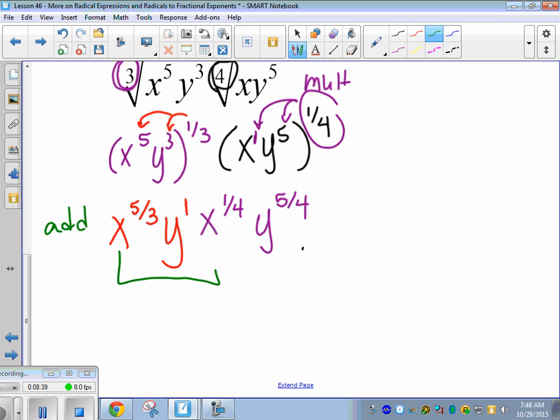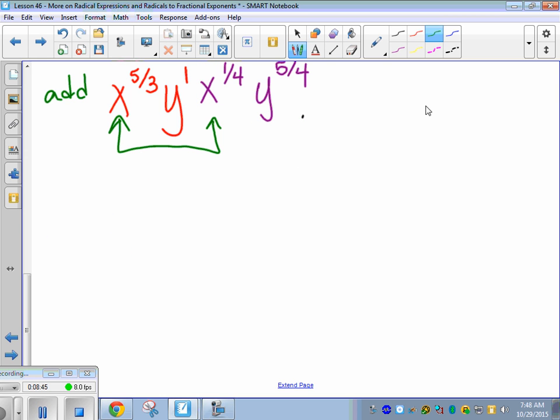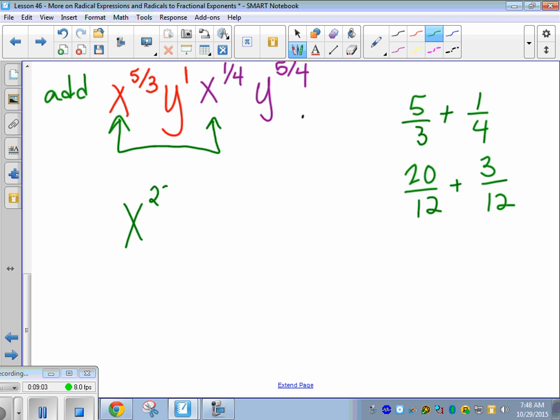So these two right here, we have to get common denominators, right? So for the x pieces, I'm adding 5/3 and 1/4. I'm going to write that off to the side, right? So that's out of 12, so that I can add those exponents. Multiply this guy by what? 4. Multiply this guy by what? 3. So I add the top, so I get x to the 23 over 12.